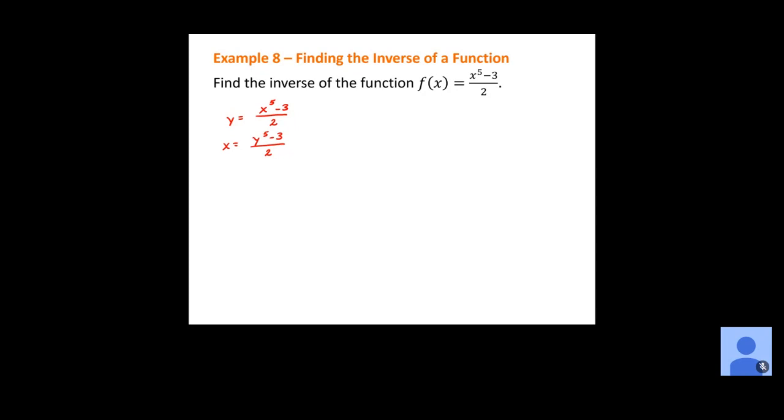Good. So if we want to solve for y here, what are we going to do first? Good. We can multiply both sides by the 2 to get rid of the fraction. So that's going to give us 2x equals y to the fifth minus 3. Okay. What's our next step? Add the 3 to both sides. So we'll have 2x plus 3 equals y to the fifth. All right, and then what do we have to do at that point?